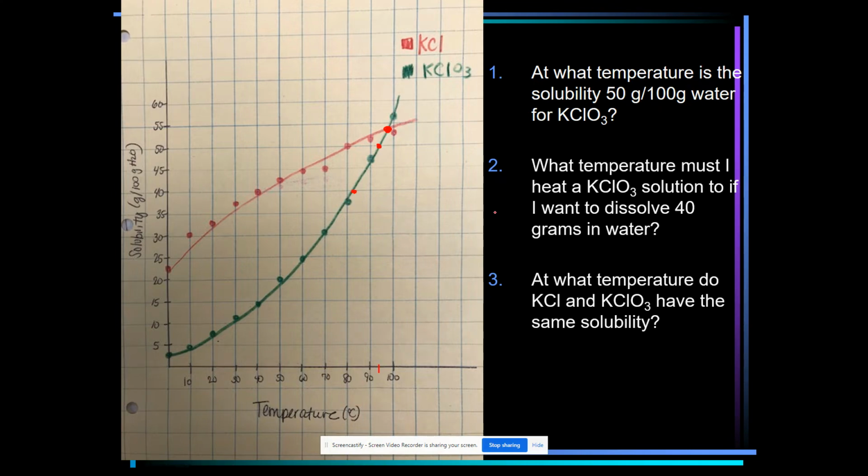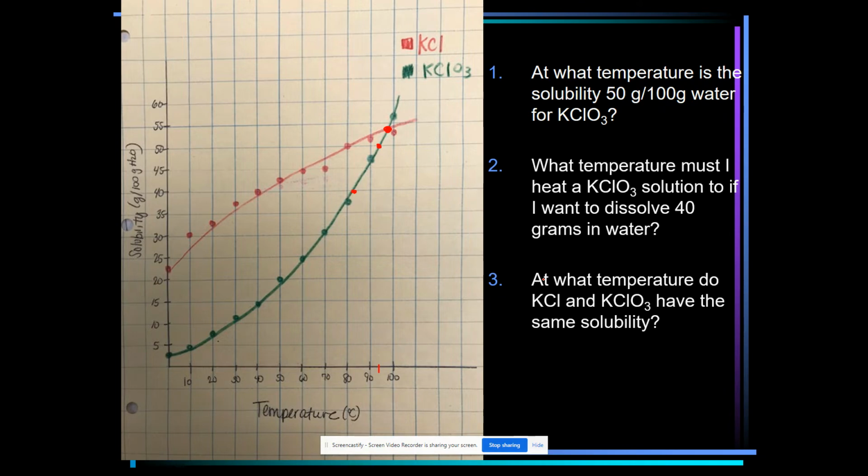All right, the next one. What temperature must I heat KClO3 if I want to dissolve 40 grams? So 40, come over where it touches the line. That would be around 81 on my curve. Yours might be a little off, and that's fine.